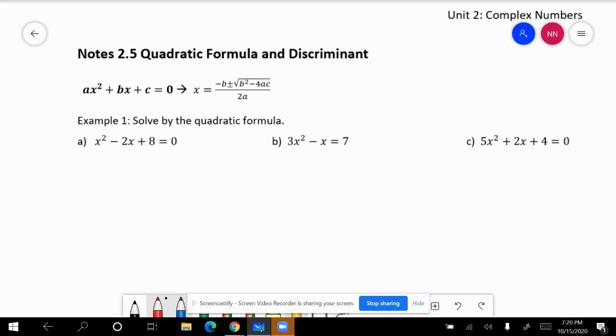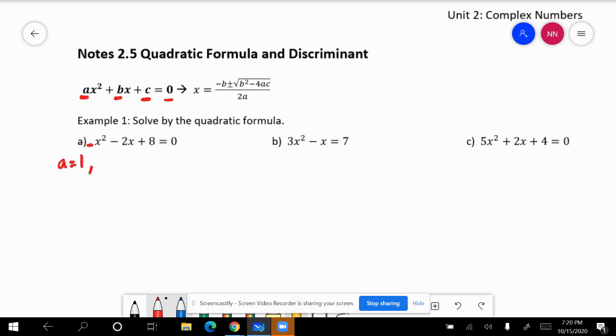With the quadratic equation, our a value is in front of the x squared, our b value is in front of the x, and the c value is by itself. This is only true if it's equal to 0. So the quadratic formula is negative b plus or minus the square root of b squared minus 4ac, all over 2a.